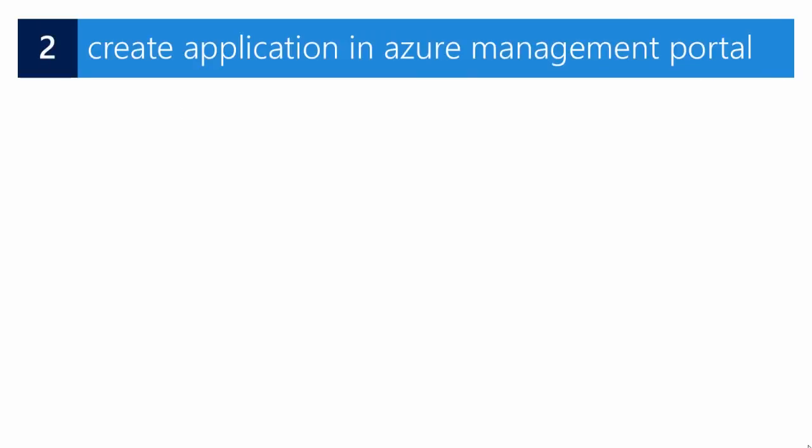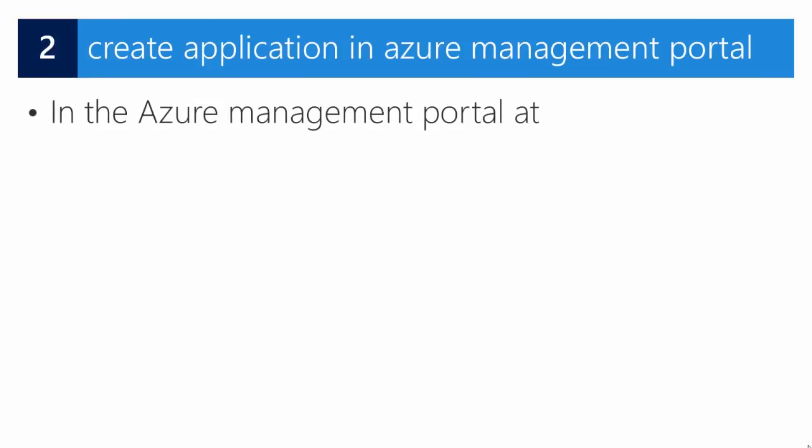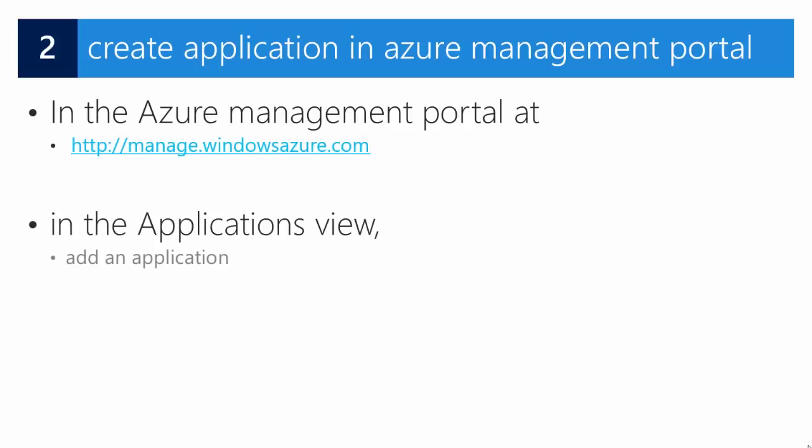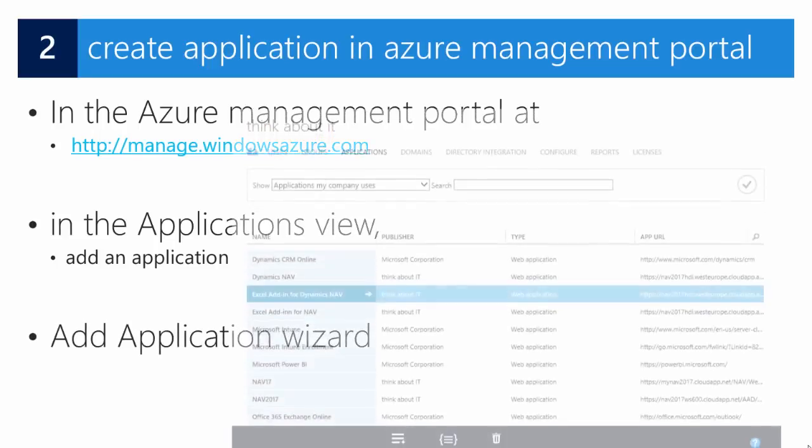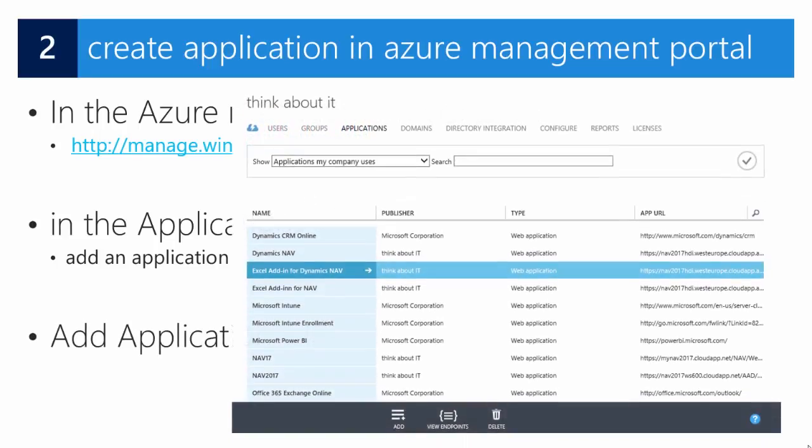When we meet all of the requirements, you are ready to create an application in the Azure Management Portal. You can go to the portal using this URL. In the Applications view, you need to add an application, and you can use the Add Application wizard to do it. Let's have a look.